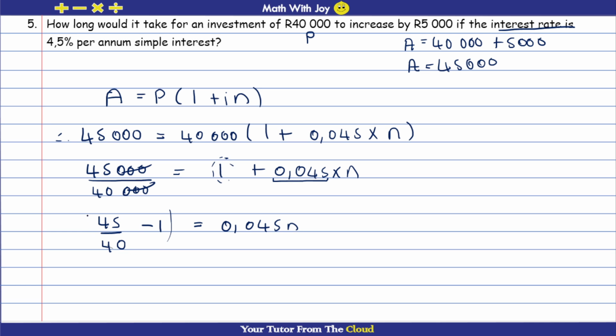Then I'm going to find the answer to this in my calculator right now. We punch 45 over 40 minus 1. I get 1 over 8. That 1 over 8, you just divide by 0.045. And that gives us a value of 2.77777. I'll just round it off to 3 years. So that's 2 years with some months, but let's just round it off to 3 years because our n is the number of years.